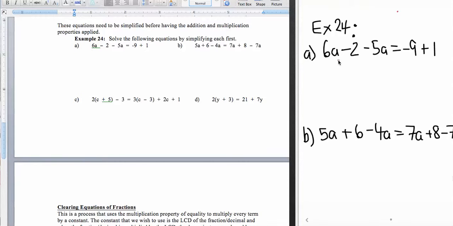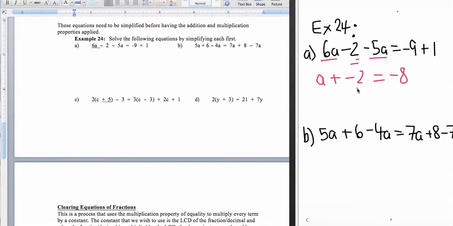So part A here of example 24, what we see on the left-hand side is an expression, of course. And this expression, we have two like terms and one unlike term. And then on the right side, we also have an expression where we have two like terms. So on the left, we're going to say 6a minus 5a, which just gives us an a, and then plus a negative 2. And then on the right-hand side, we have a negative 9 plus 1, which gives us a negative 8. And now we have a simplified algebraic equation, and from there we can apply our addition properties and/or our multiplication properties.